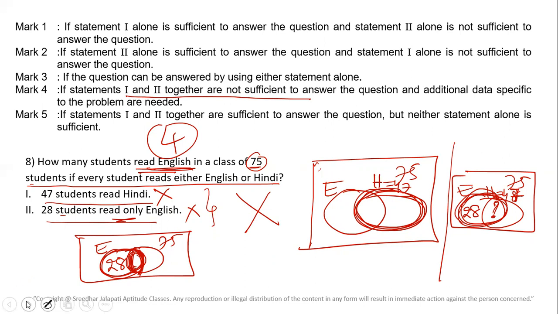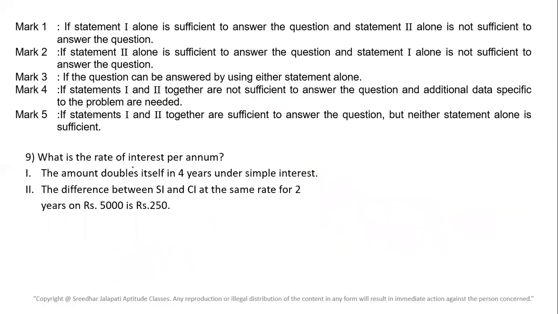Let's move to the next question. What is the rate of interest per annum? This question is from the interest concept, simple interest, compound interest. First statement: the amount doubles itself in 4 years under simple interest. That means P rupees becomes 2P under simple interest.